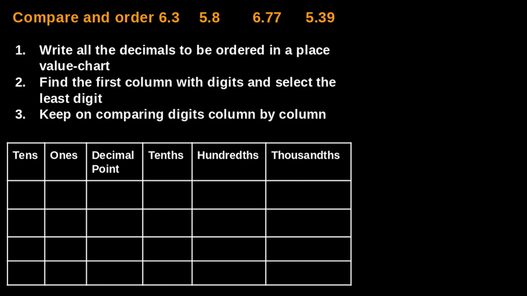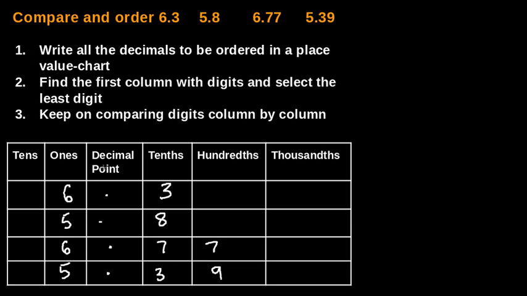So the very first step is to write out all the decimals to be ordered in the place value chart, which we have down here. So let's do that. Our first decimal is 6.3. The second decimal is 5.8. The third decimal is 6.77. And the fourth decimal is 5.39. We're going to order from the least to the greatest. Now, we're done with the first step.